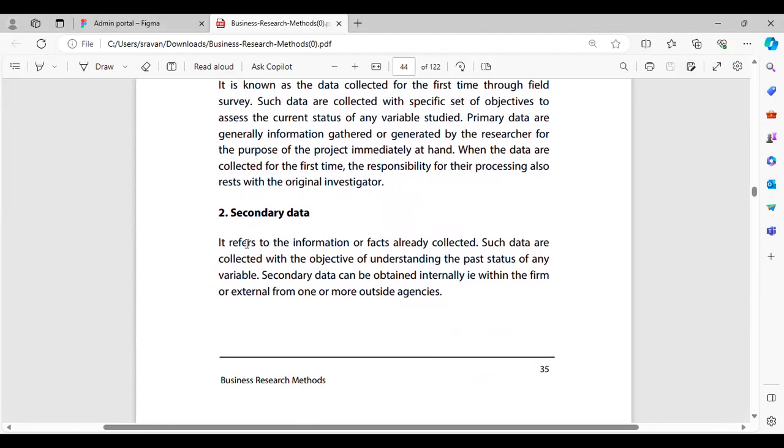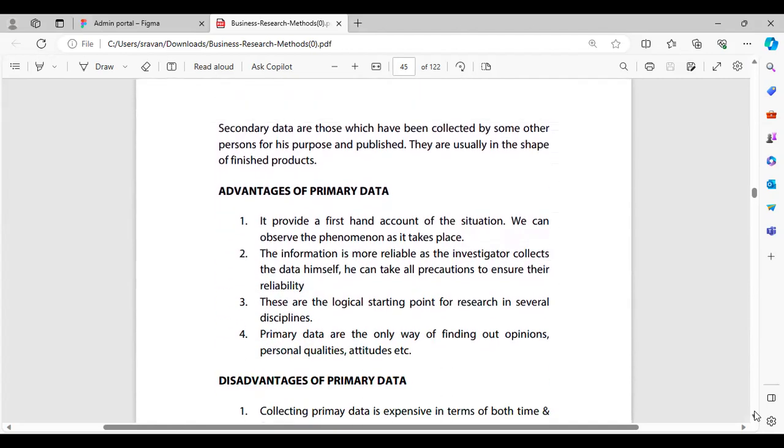Another one is secondary data. Secondary data refers to information or facts already collected. Such data are collected with the objective of understanding the past status of any variable. Secondary data can be obtained internally, that is within the firm, or externally from one or more outside agencies. The secondary data are those which have been collected by some other persons for their purpose and published. They are usually in the shape of finished products.